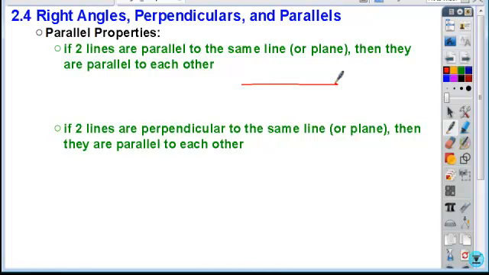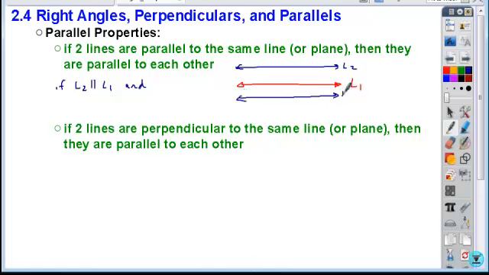So let's say we start with this line 1. Now, if we take a second line and say that line 2 is parallel to line 1. And then let's put a second condition on here and a third line. Let's say that line 3 is also parallel to line 1. If two lines are parallel to the same line, so if these two are parallel and these two are parallel, then what that means is lines 2 and 3 will also be parallel to each other.